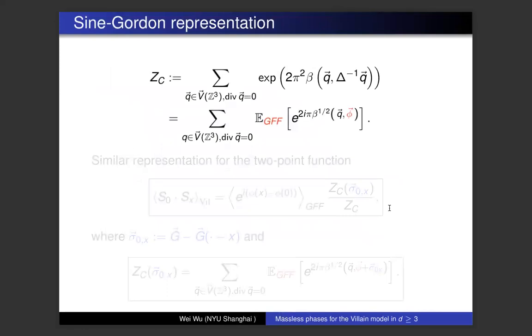So first of all, you have a Coulomb gas. This is the well-known Sine-Gordon representation: because this Gaussian free field has covariance Laplacian inverse, you can write it as some Gaussian free field expectation.